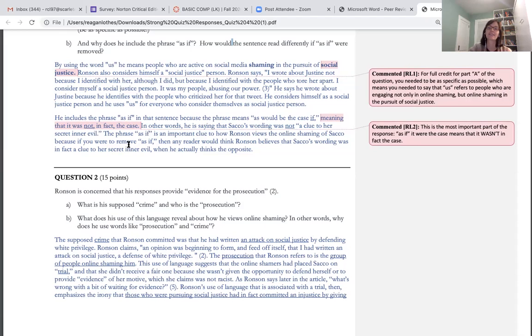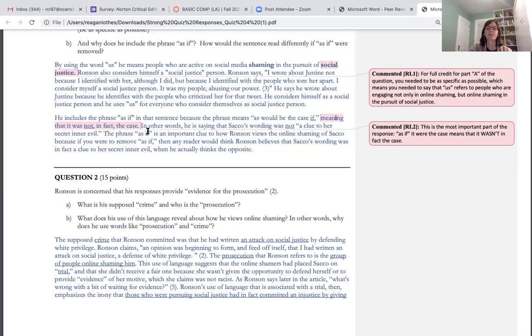So he includes the phrase "as if" in that sentence because the phrase means, and so the writer is saying, well, here's what "as if" means because I've looked it up. I've done that kind of legwork. Because the phrase means "as would be the case if." And not leaving it there, taking it another step further to explain, meaning that it was not in fact the case. So if you say "as if," you're meaning as if that were the case, which means it wasn't the case.